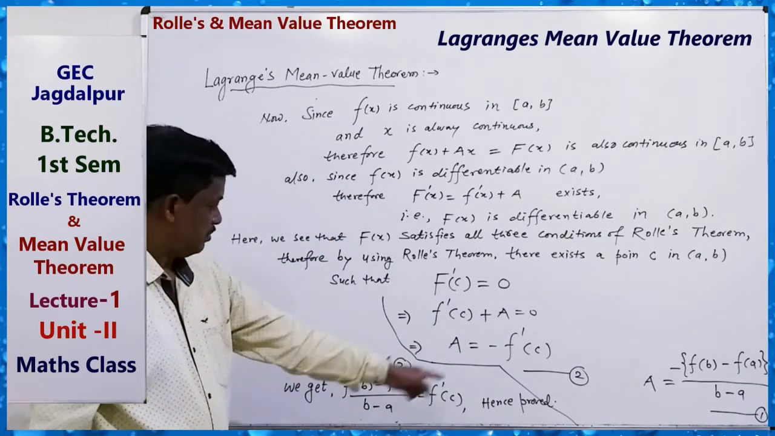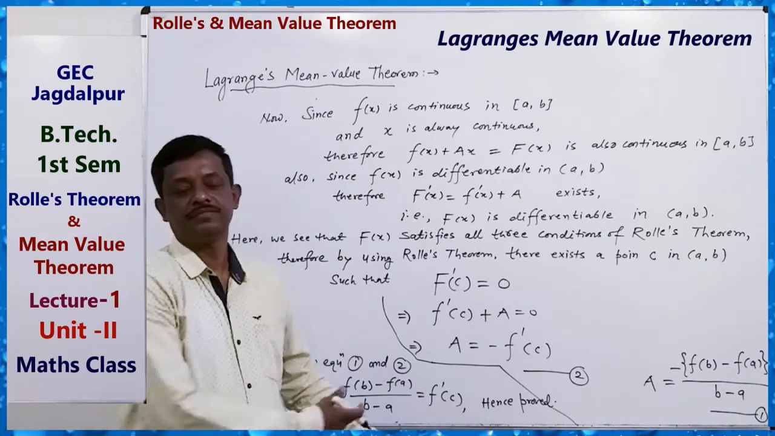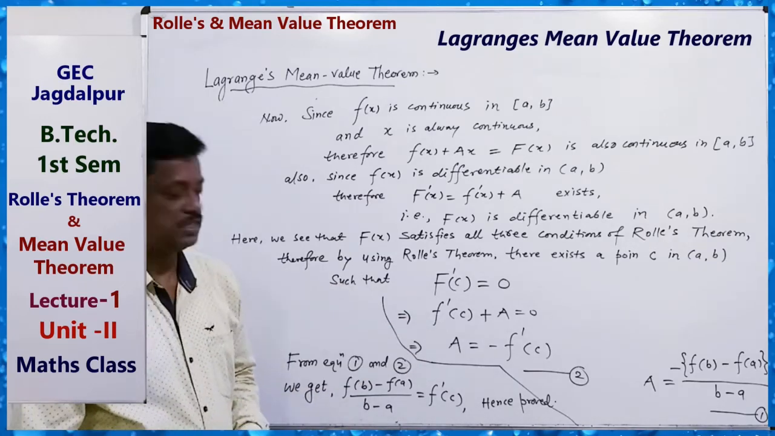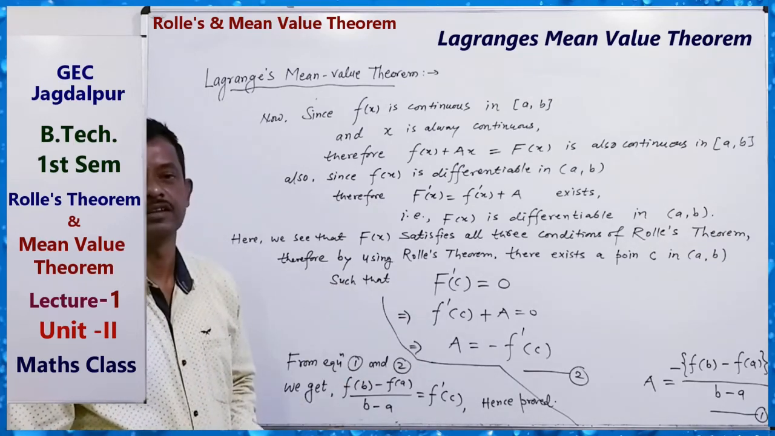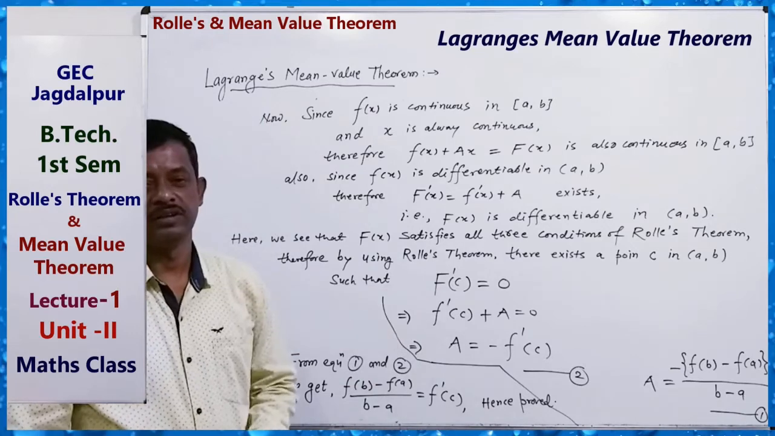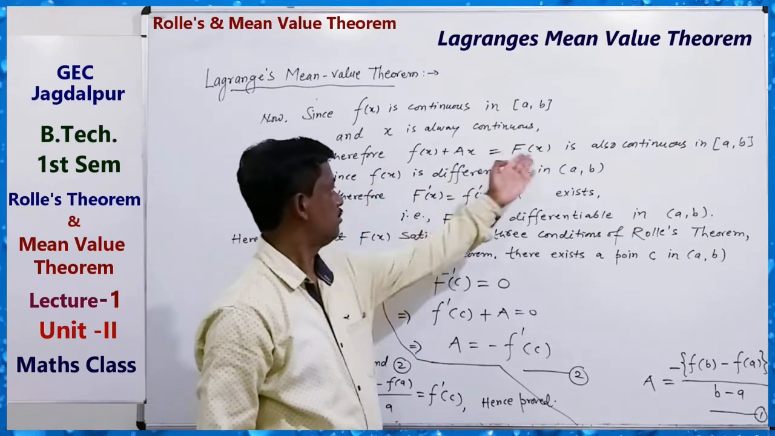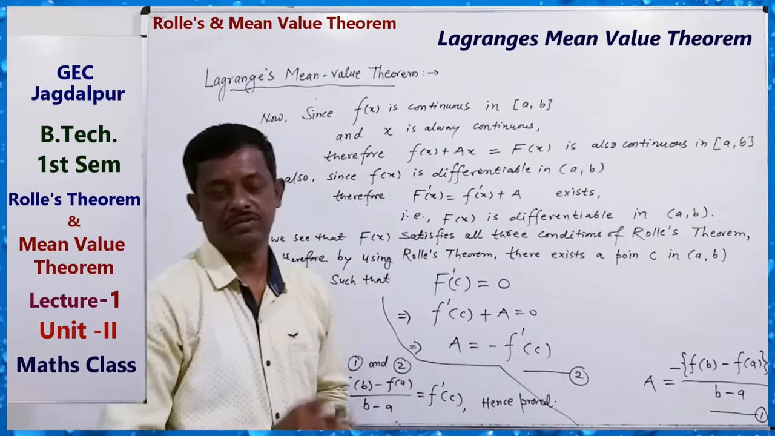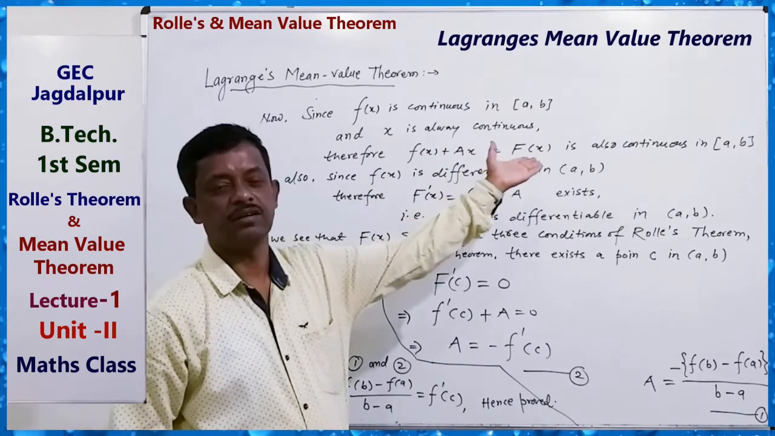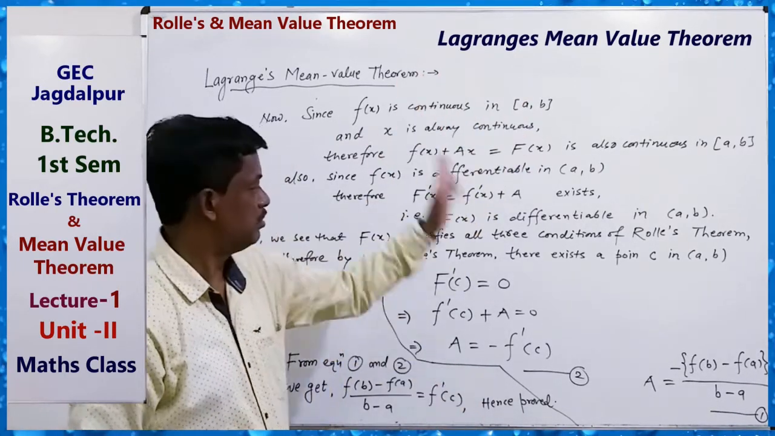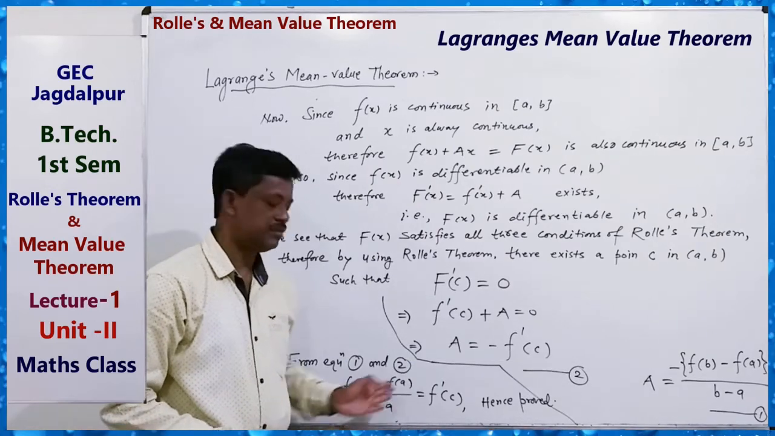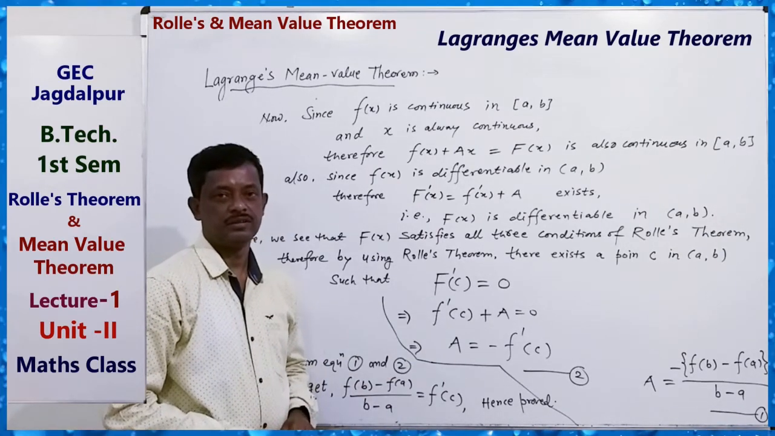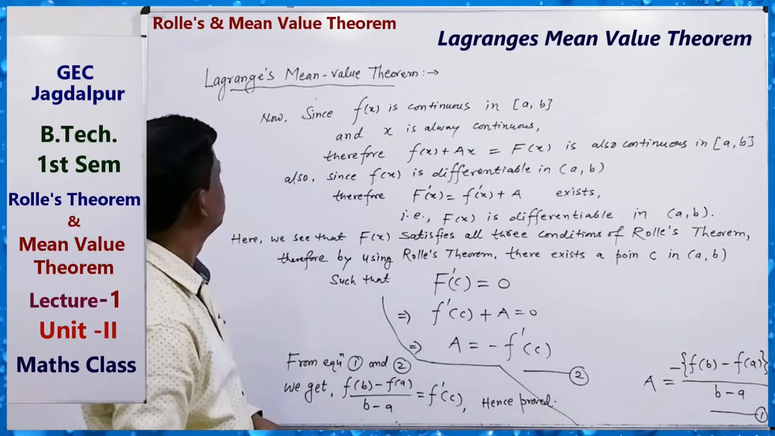(f(b) − f(a)) / (b − a) equals f dash c. This is the condition of Lagrange's mean value theorem. So by constructing a function f(x) equal to this, we can prove, by using the condition of Lagrange's mean value theorem, we can get this result. So very simple, proving Lagrange's mean value theorem.